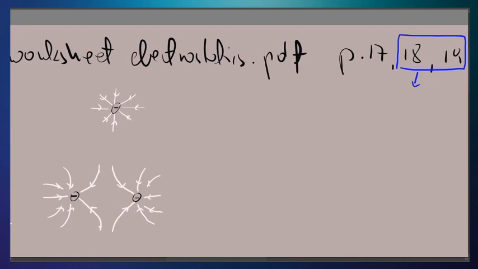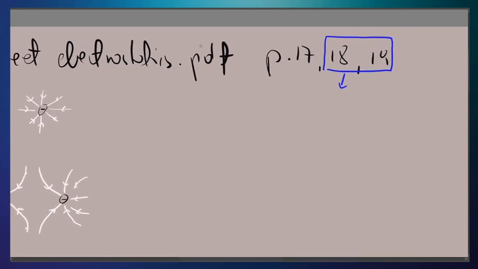Let me double check that. And it's a good thing I did check it, because it's not 18 and 19, it's 17 and 18. And actually the pages for some odd reason work out. So do pages 17 and 18. This is just drawings of the electric field.